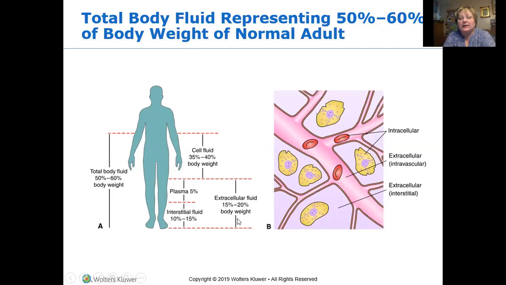Both of these, the plasma and the interstitial fluid, are components of extracellular fluid. The plasma is what is in the vascular system around the cells. The interstitial fluid is the fluid that is pushed into the tissue. Both of those comprise extracellular fluid. And this B over here shows that if the fluid is inside the cell, it's called intracellular. If it's around the cell, it's called extracellular.